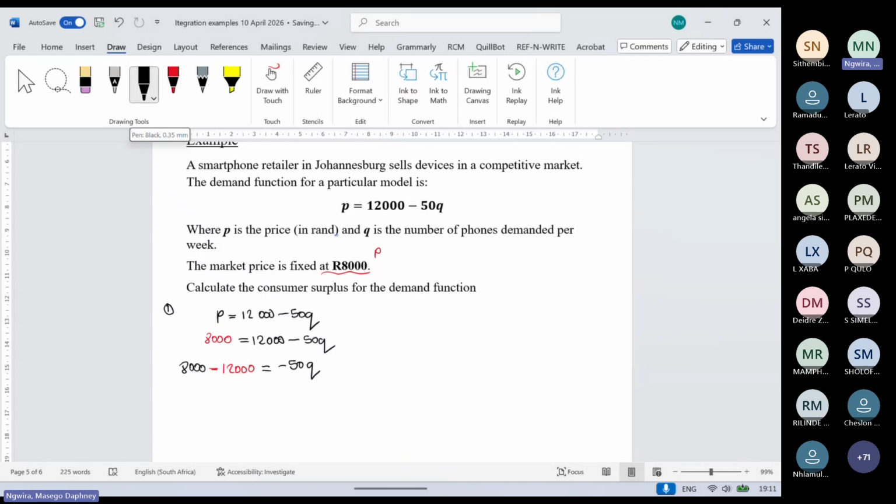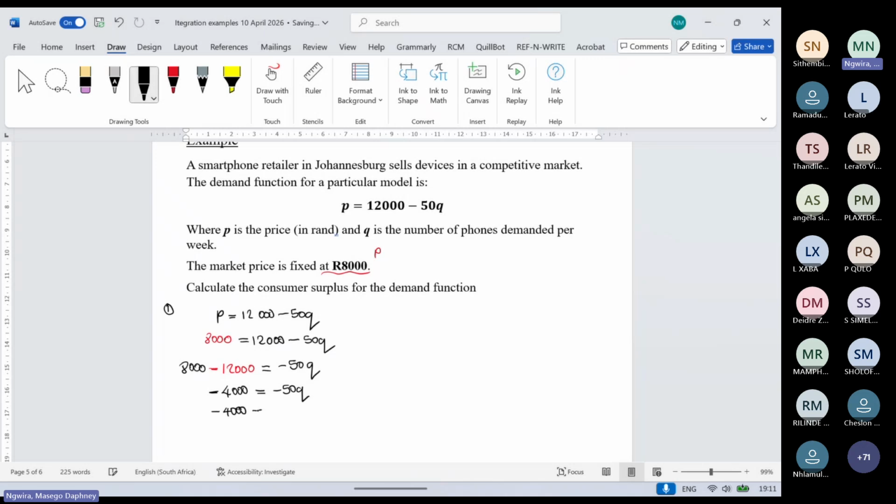And then this minus this, what do we have? What is the answer? Is it 4,000? Yes, minus 4,000. Okay, negative 4,000, and then it's equal to negative 50Q. Now we need to solve for Q.